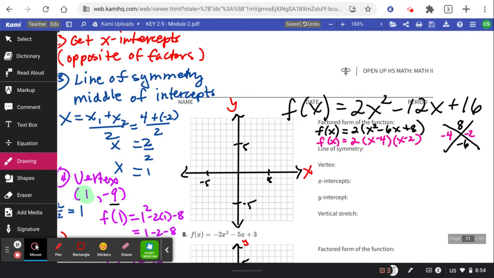There's my factored form. Next, I need the x-intercepts. I know that the x-intercepts are the opposite of my factors. So if my factors are -4 and -2, my intercepts are +4 and +2. Go put those dots on the graph at (4, 0) and (2, 0). And then what's my line of symmetry going to be in the middle of those? You got it. It's going right through 3.